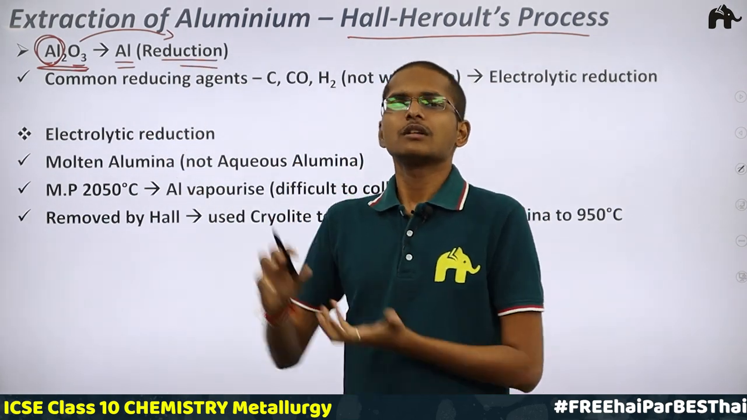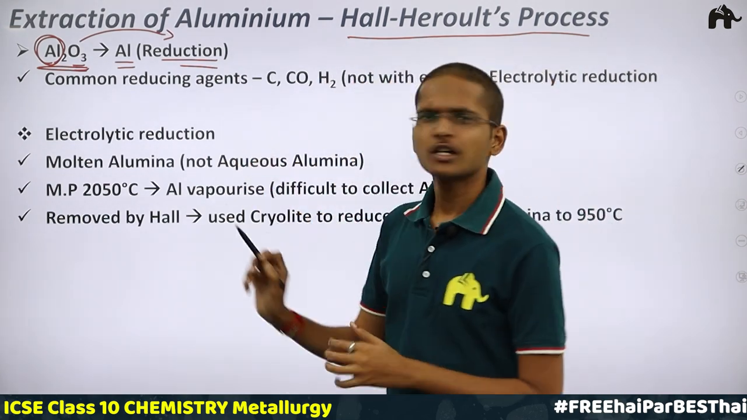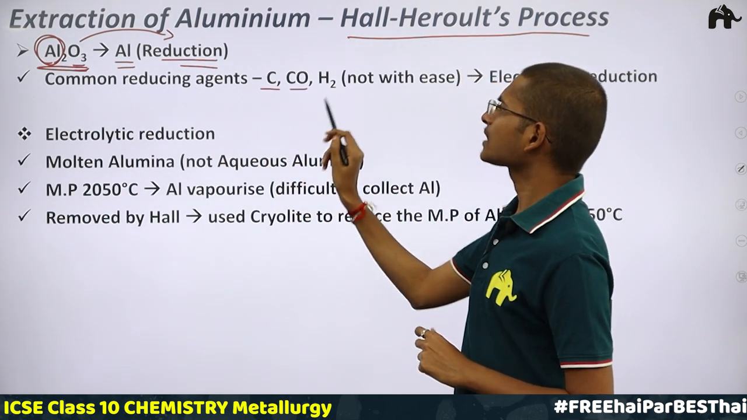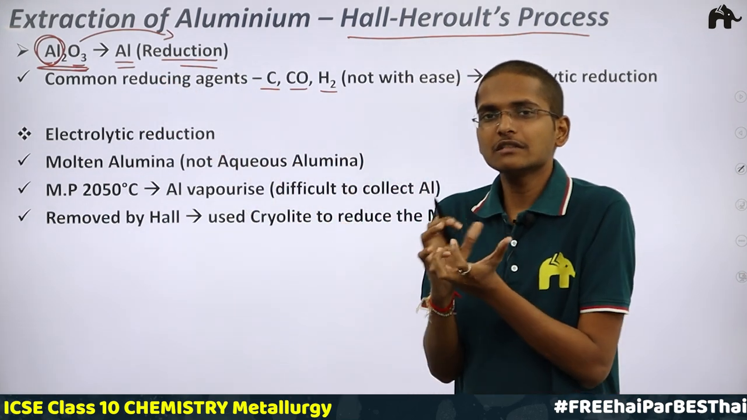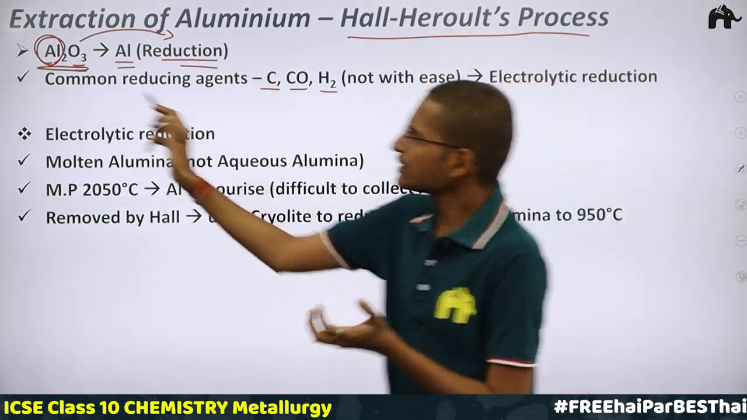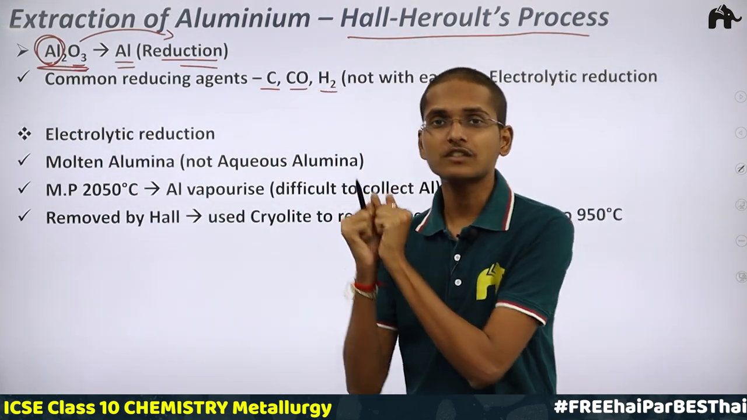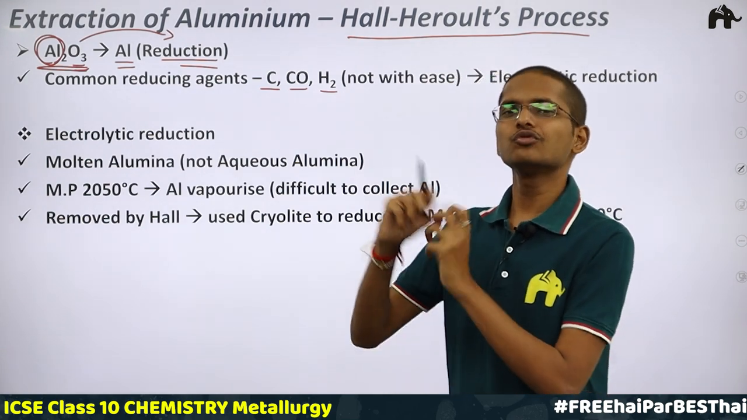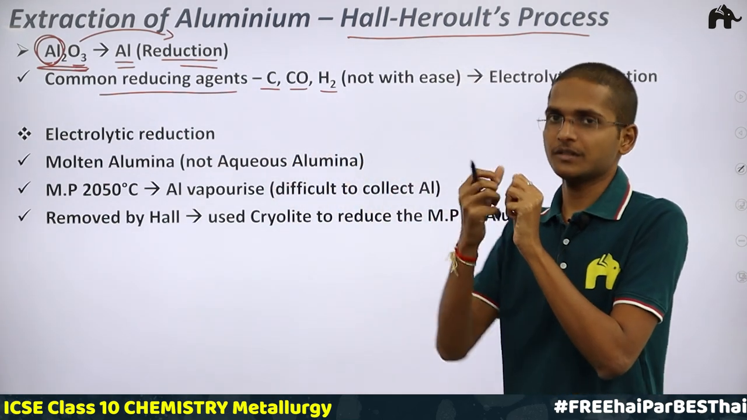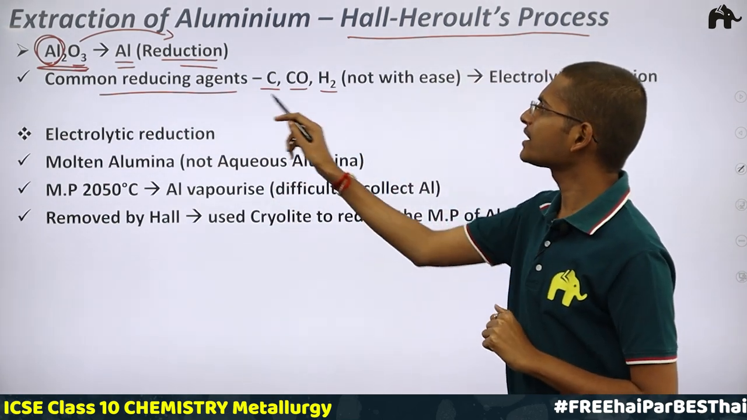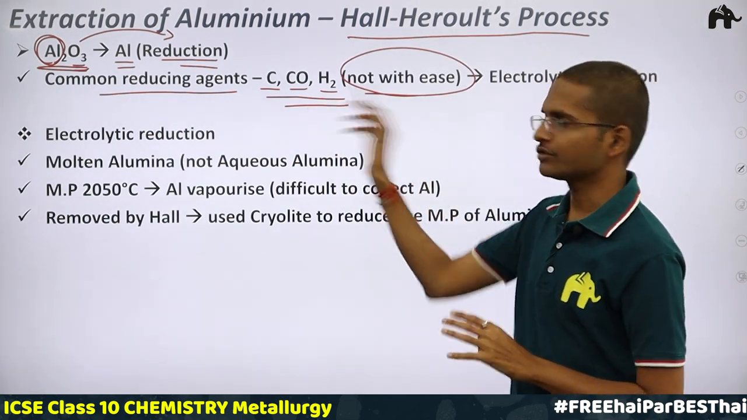But now, there are some metal oxides which can be reduced by some common reducing agents, just like carbon, carbon monoxide, hydrogen. But our aluminium oxide is a very stable oxide. This aluminium has a very good attraction with the oxygen. That's why it's stable, and it is not willing to lose this oxygen very easily. That's why we cannot reduce it with ease by using these common reducing agents.